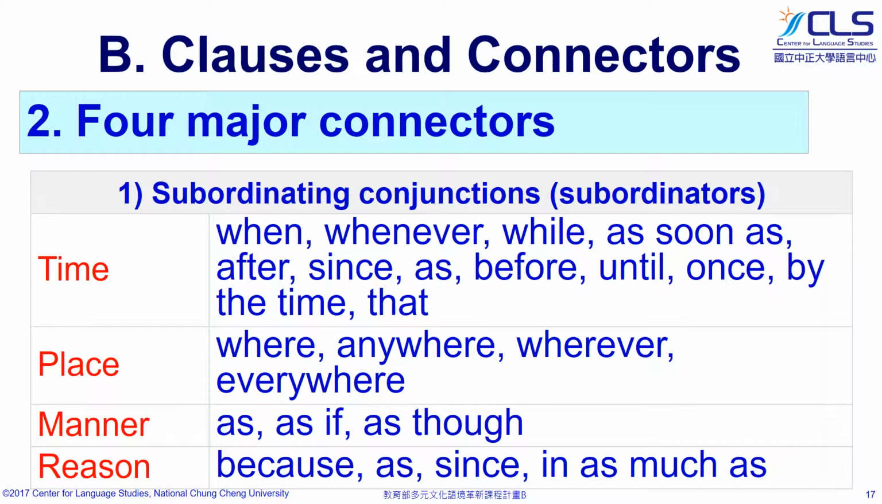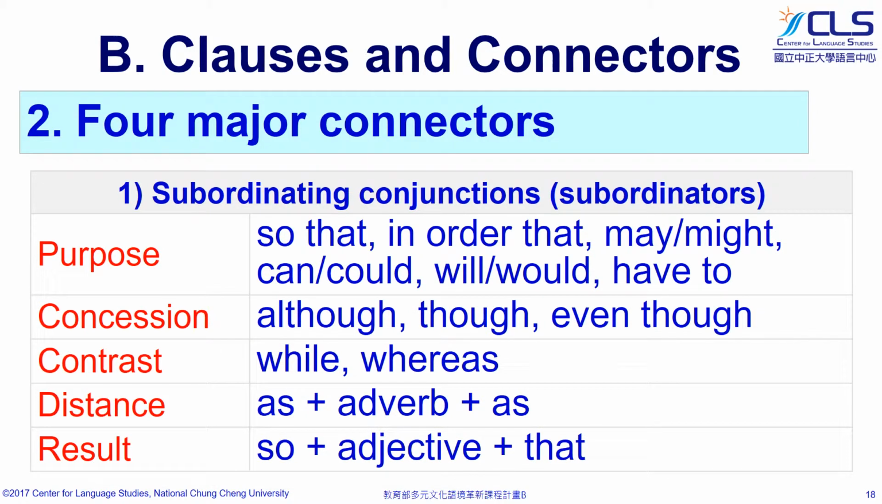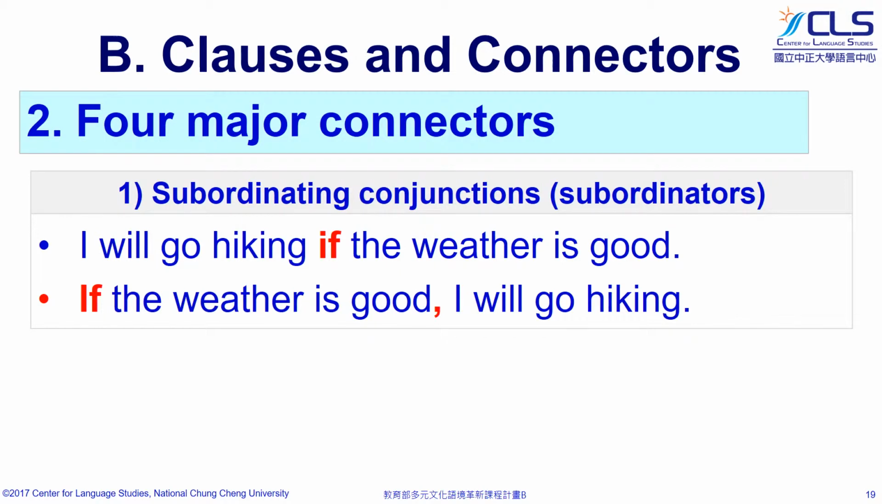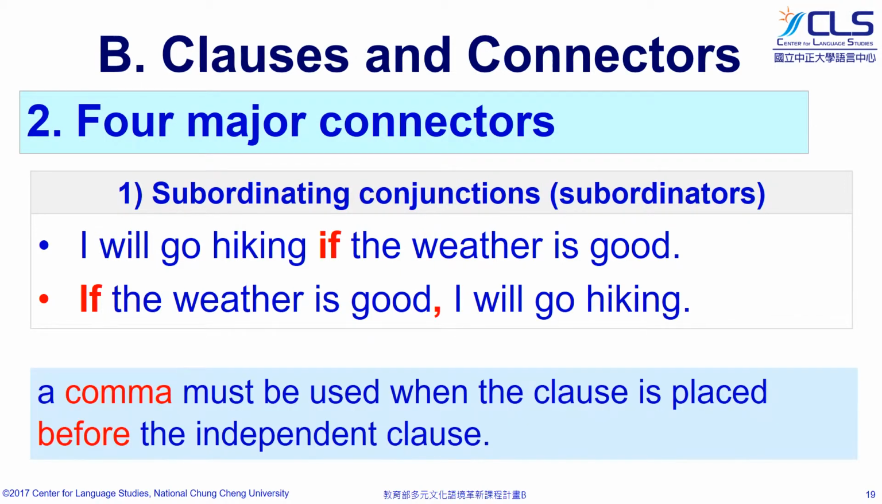First, let's look at the subordinators. Here are the subordinators used to show time, place, manner, or reason. And here are the subordinators used to show purpose, concession, contrast, distance, or result. As can be seen in the sentences, a comma must be used when the clause is placed before the independent clause.